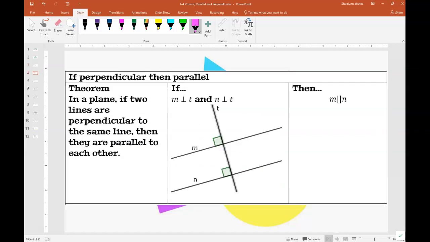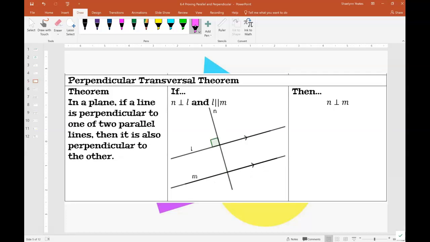This is the property that when I looked it up, I could not find a name for it. But it's saying that if they are both perpendicular to the same line, then they have to be parallel to each other. So here it's saying M is perpendicular to T, N is also perpendicular to T, therefore they are parallel to each other. This is very similar to the congruent supplements theorem.